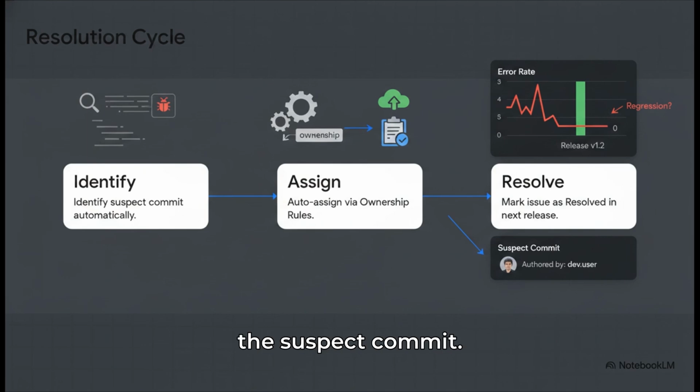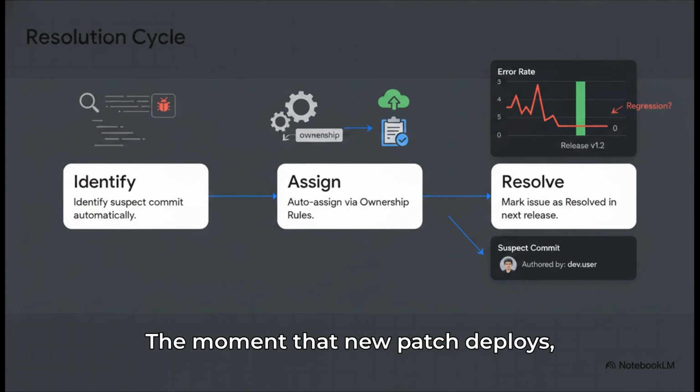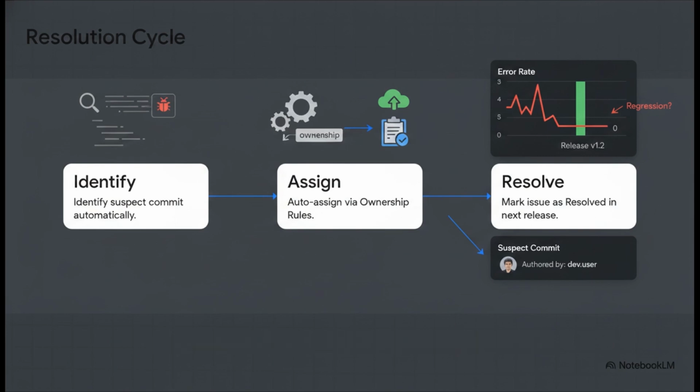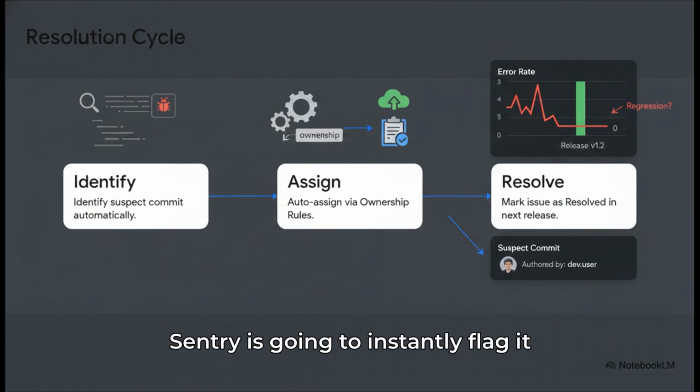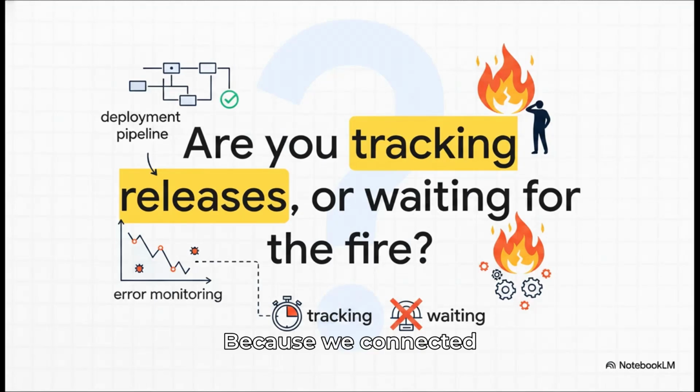Sentry identifies the suspect commit. Then, it uses ownership rules to auto-assign the issue to the developer who wrote the code. That developer jumps in, writes a patch, and inside Sentry they simply mark the issue as resolved in next release. The moment that new patch deploys, Sentry clears the error. And the best part? If that exact error ever sneaks back into a future version, Sentry is going to instantly flag it as a brand new regression. Because we connected our deployment pipeline to our error monitoring, we solved a critical, money-losing payment outage in minutes instead of hours.